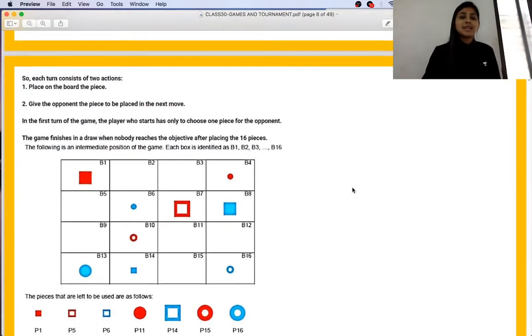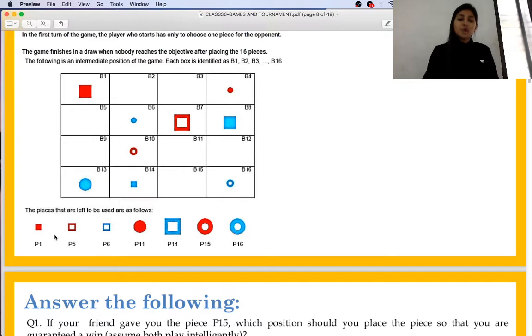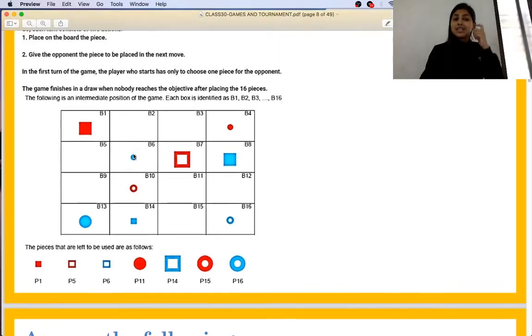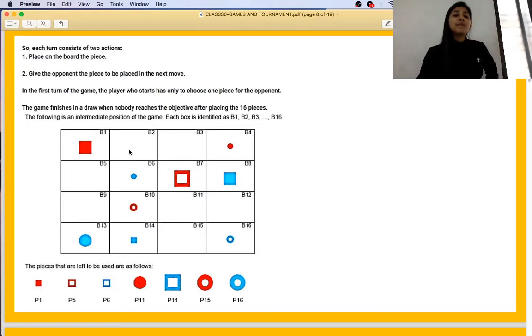Okay, like you see here, still 3 more small pieces are left to be placed, P1, P5 or P6. So if your friend gives you any of these pieces, you can place them in B2 and win the game, because then this entire column will have all small pieces, so you will win. So this is how you can win. In this last row, all three are blue pieces, so if anyone places one more blue piece among these, they will win.